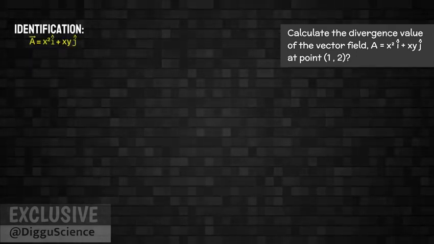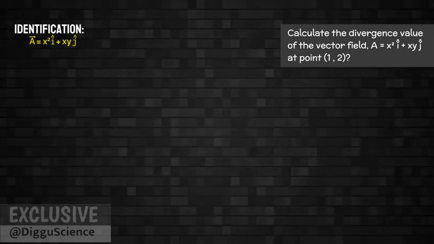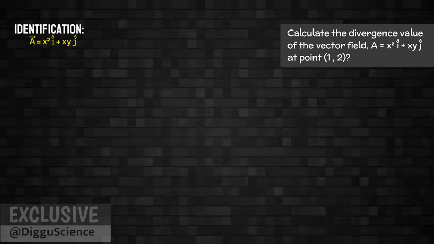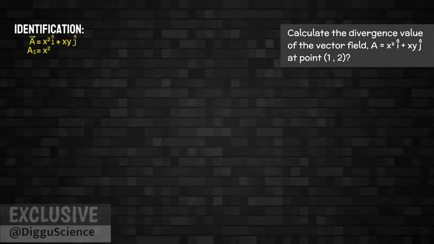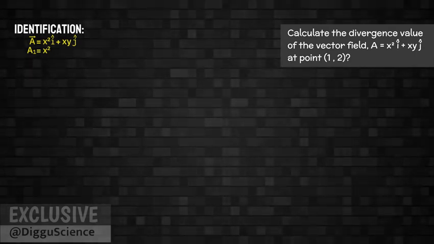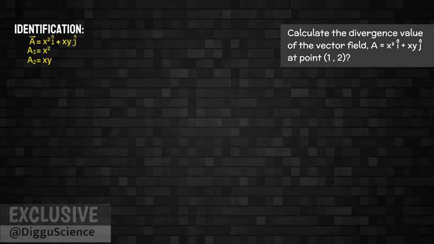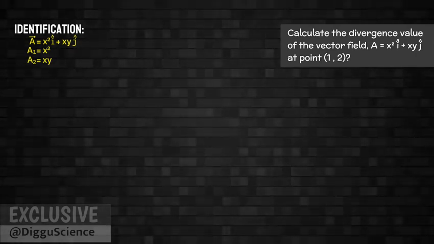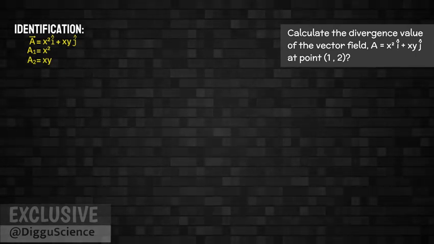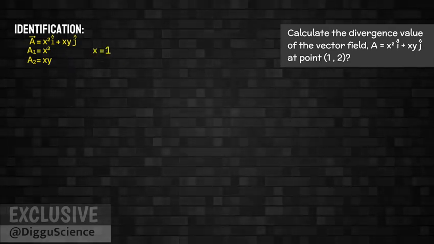Well, the first step is identification. The vector field A is equal to x squared i hat plus xy j hat. So the component of vector A on the x-axis, A1, is x squared. And the component of vector A on the y-axis, A2, is equal to xy. The location of the point is 1, 2, meaning x is 1 and y is 2.